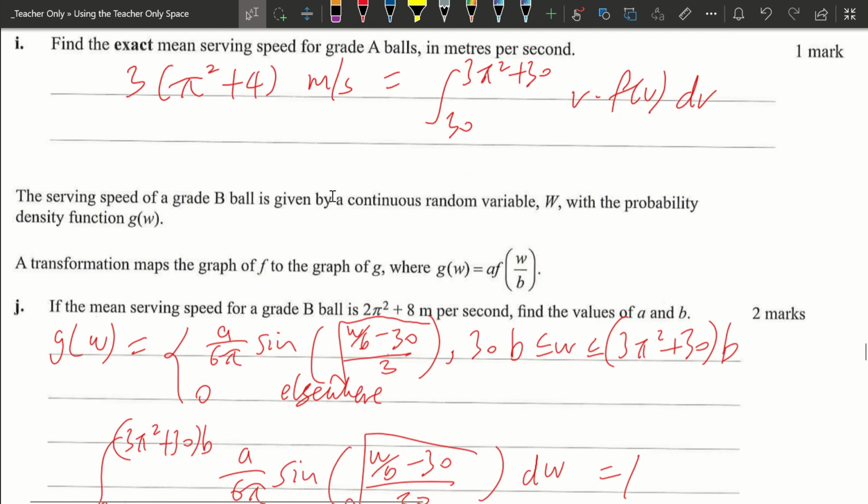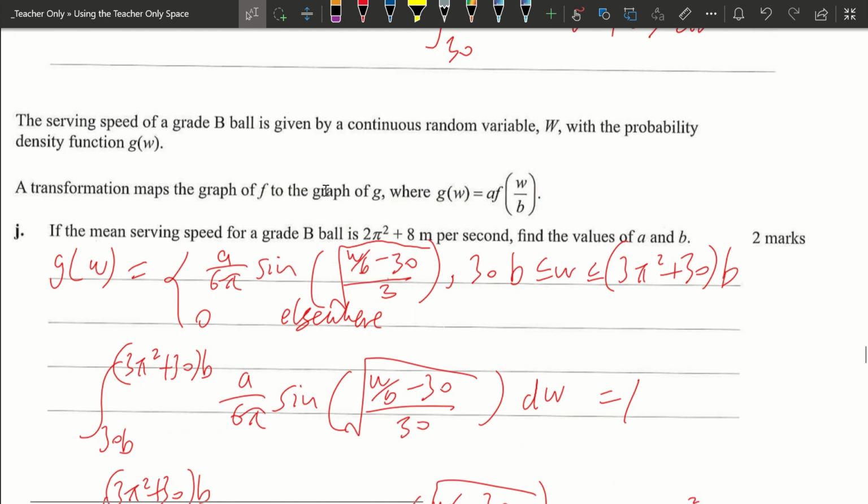And then you have the serving speed of grade B balls. The speed is W, and the probability density function is G. It turns out that G is a transformation of F. There's an A and there's a B. W is the speed again, so A and B represent the transformations. It says the mean speed is 2 pi squared plus 8. Find the value of A and B.